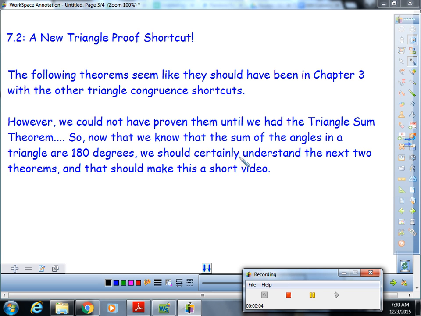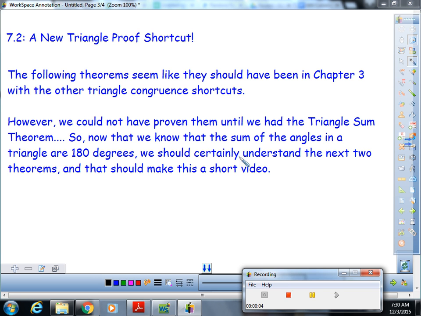Okay, this is 7-2. You got two new theorems, only one of which will be our final shortcut to proving triangles congruent. So this is like a throwback Thursday, and it is Thursday today, isn't it? You're going to think, why didn't we learn these things in the triangle chapter, which I think was chapter 3? You know, that chapter where we learned about SAS and SSS and ASA and HL and all those shortcuts. Remember that?